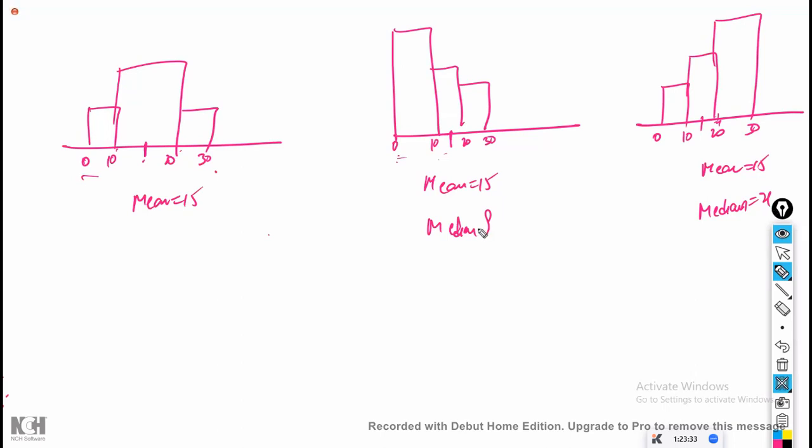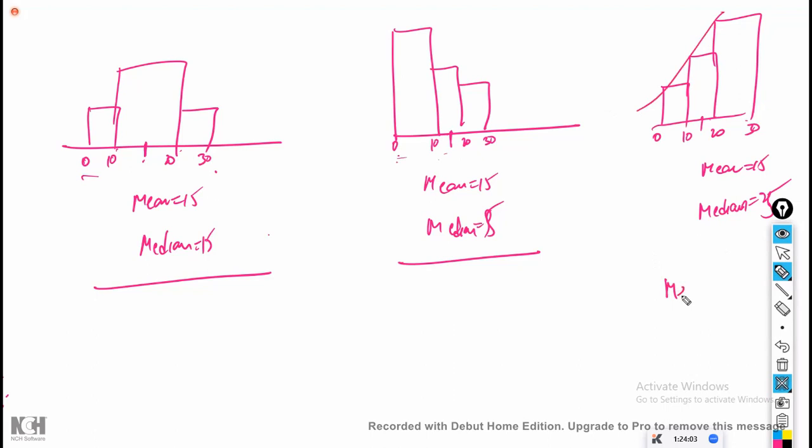If you go with this one, or if you take the average of the largest bar, that is better. Average of the largest bar, that is 25. Average of the largest bar, 5. Average of the largest bar, 15. So in this case, mean is equal to median. In this case, mean is greater than median. In this case, mean is less than the median. Means for the left skew distribution, mean is less than median. In this case, the mean is greater than median. In this case, mean is equal to median.